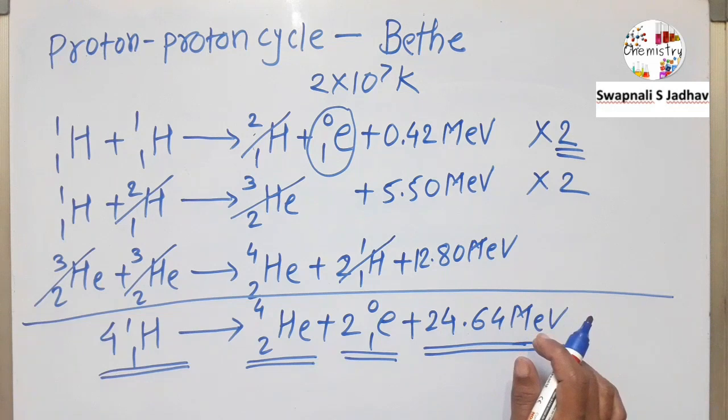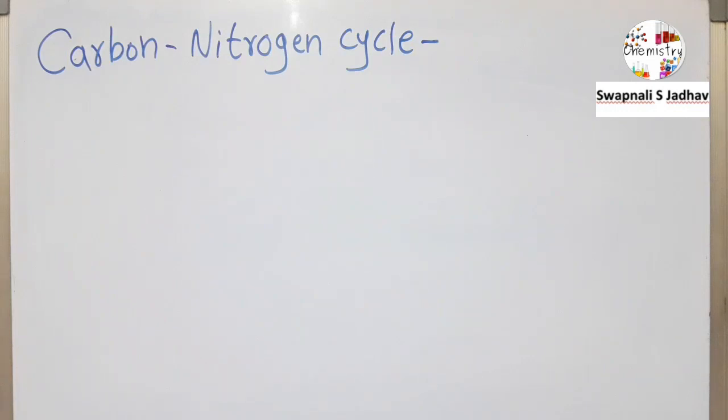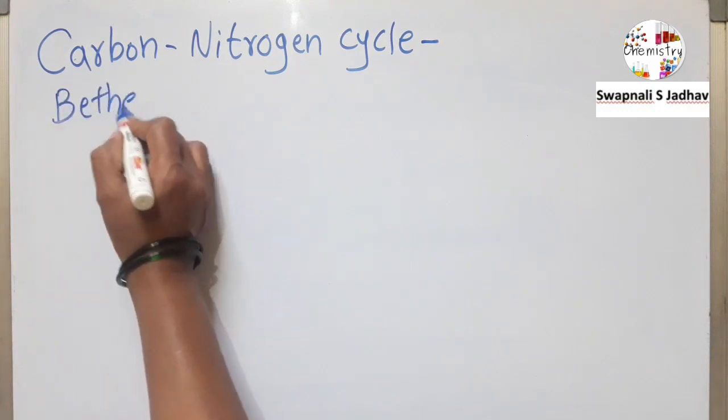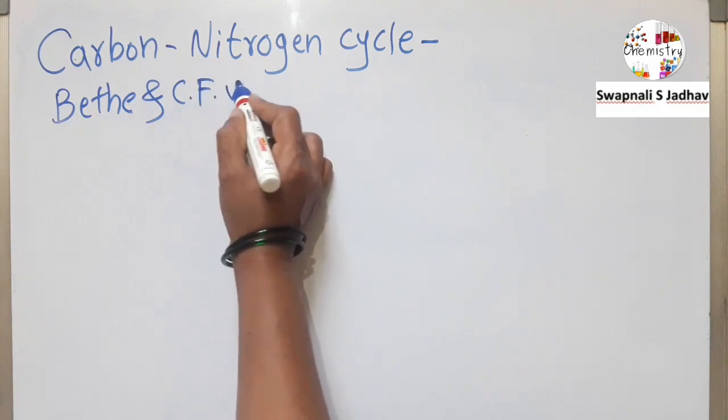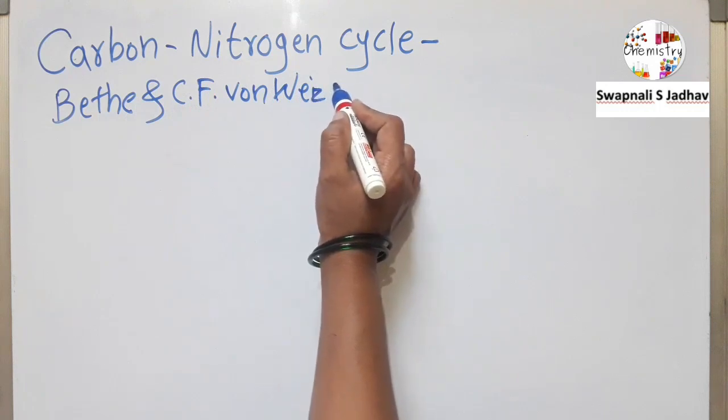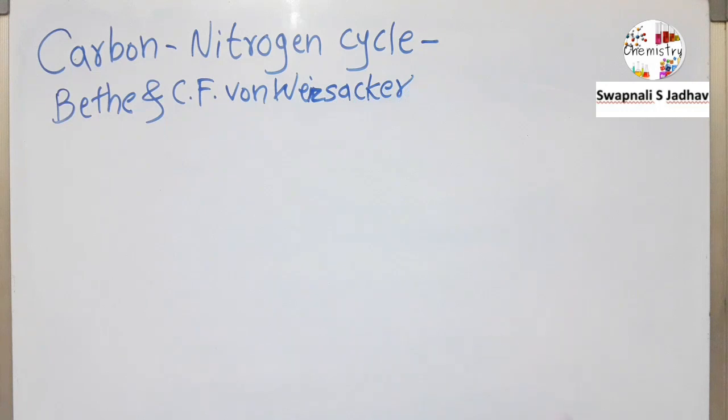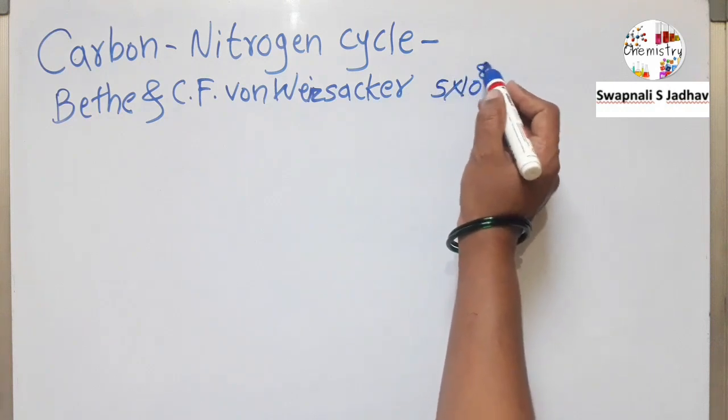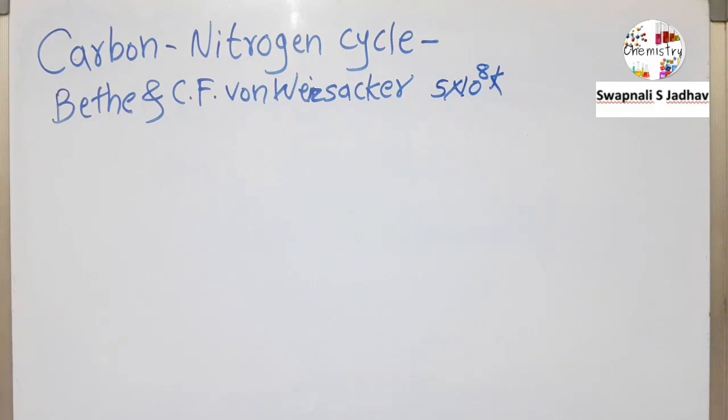Let us now start the next cycle, that is the carbon nitrogen cycle. The carbon nitrogen cycle was proposed by scientists Bethe and C.F. von Weizsacker. According to them, this cycle produces solar energy in a very hot star having temperature about 5 into 10 raised to 8 Kelvin, which can be represented as follows.